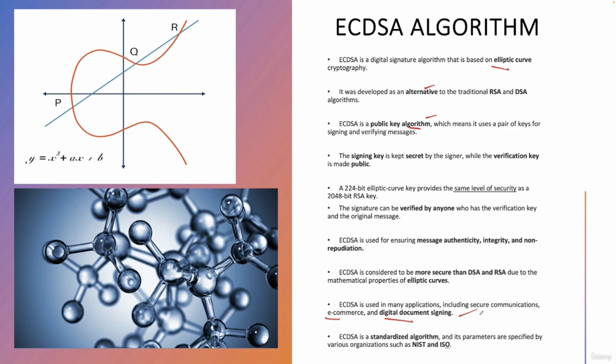So very important that the parameters that you specify for ECDSA, you have to go with what NIST or ISO has given us. It's not that you can just specify any parameters in the ECDSA algorithm. So you have to be careful that you only specify the parameters that have been specified by NIST or ISO.